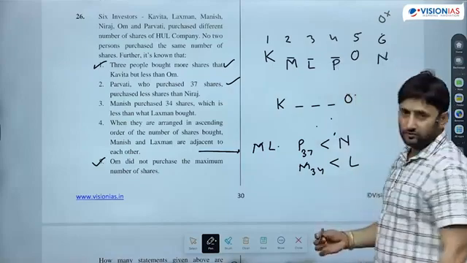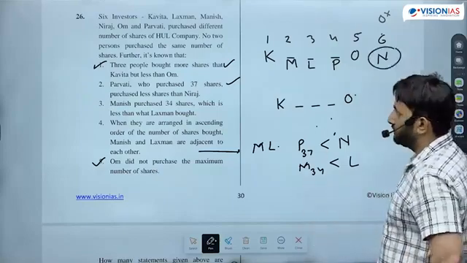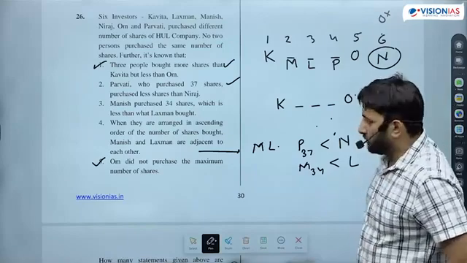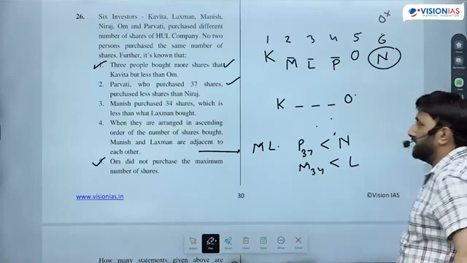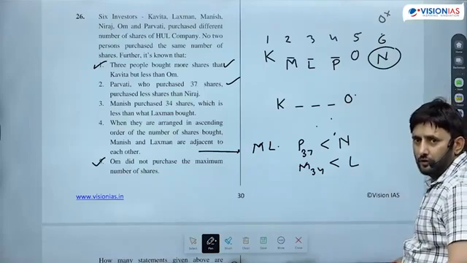So it means by using all the statements, सभी इस statement को use करोगे तो then we will get to know that N, and that is Neeraj. By using all the 5 statements, we got to know that Neeraj got the maximum number of shares. I hope it is clear.